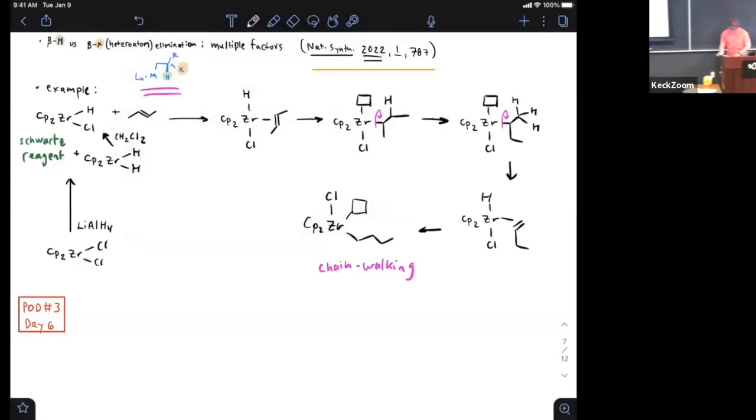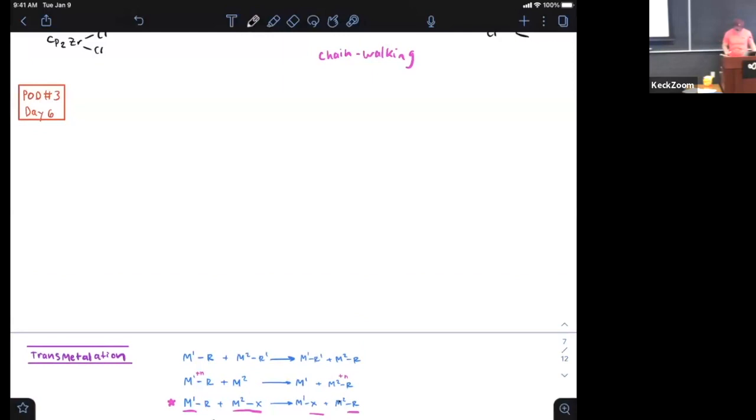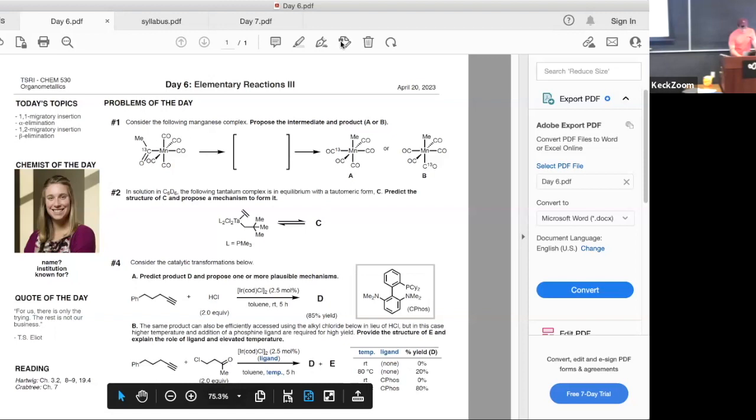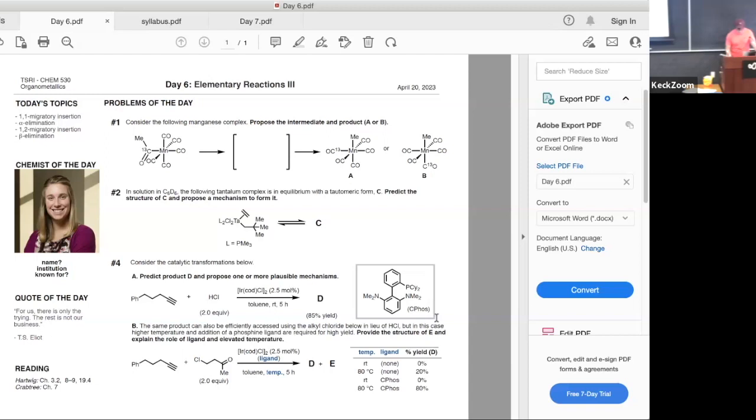Okay, let's now consider problem of the day number 3 from the day 6 worksheet. Let me pull that up. So this builds on several of the themes that we've just covered.